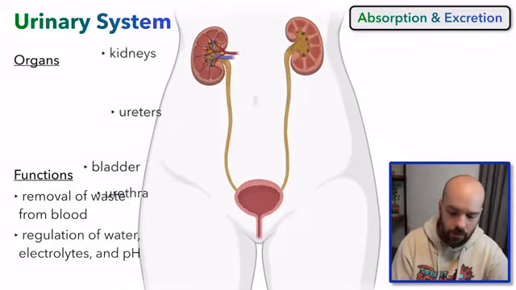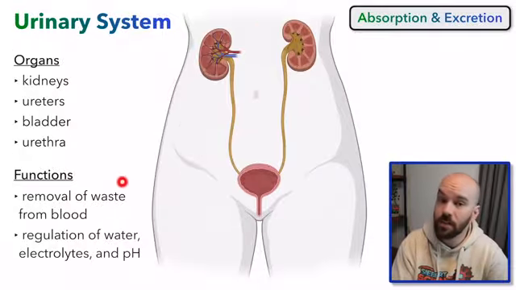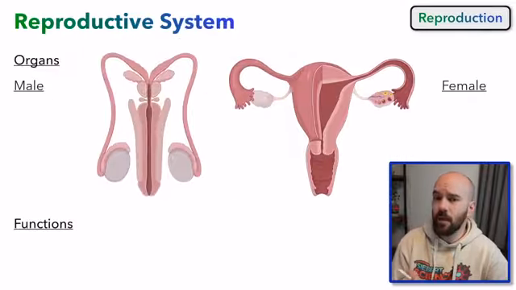And the organs here, we already talked about those: the kidneys right there, the ureters, the bladder, and the urethra. And the main function of this is to remove waste from the bloodstream. That's the big one that I would remember from this. All right, that's our last system in that category.